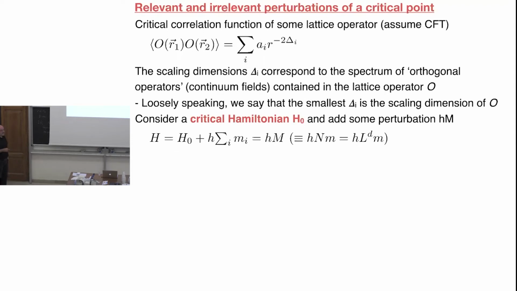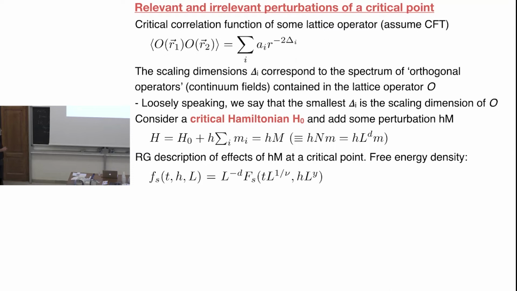So now let's look at a critical Hamiltonian, and it could be classical or quantum. But for now, think of it as classical, maybe it's easier. So I'm sitting at a critical point, and then I add some perturbation to it. So h is just a number, right? And this is some sum of local operators that you use in your Hamiltonian. So that sum I can call big M. And of course, if we have N lattice sites, I can call that big M, N times little m, and I can write N as L to the D.